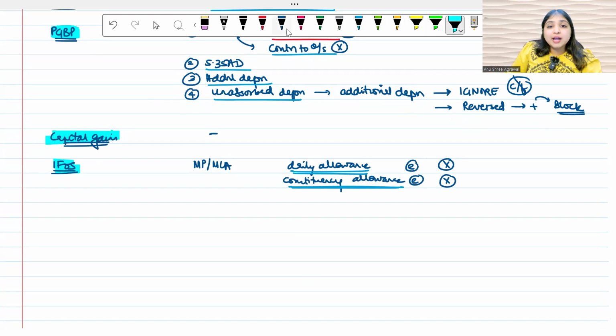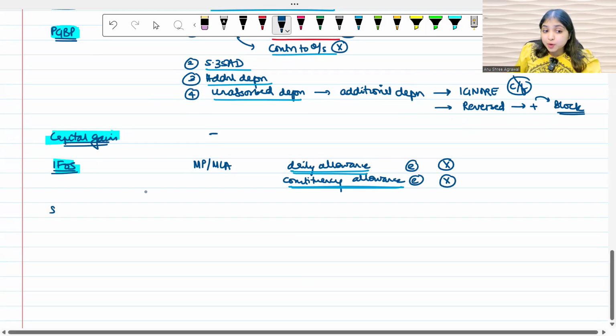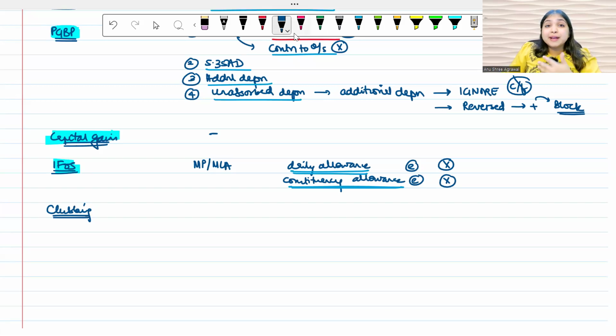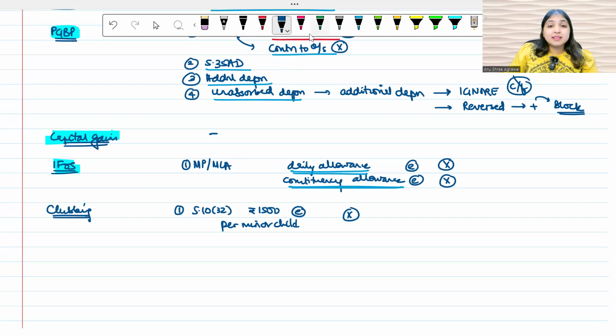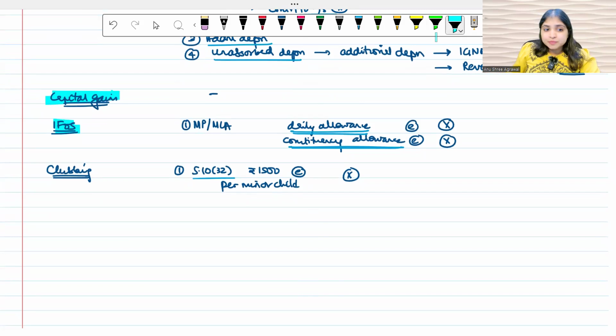Okay. Then after the IFOS head, we had learned about clubbing of income, right? Under clubbing of income, do you remember if a minor child's income is clubbed with the parent's income, we give the parent 10(32) exemption, guys. 10(32) exemption of rupees 1,500 per minor child. In case any minor child's income is being clubbed into the assessee's income, you give the 10(32) exemption. That exemption you will not get. So only one problem in clubbing, and that one problem is that 10(32) exemption, the 1,500 per child exemption, you will not get under the clubbing chapter.